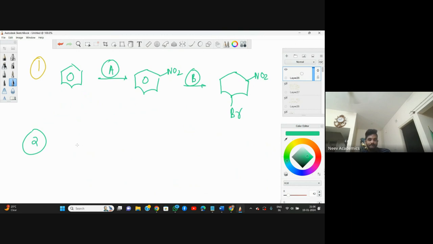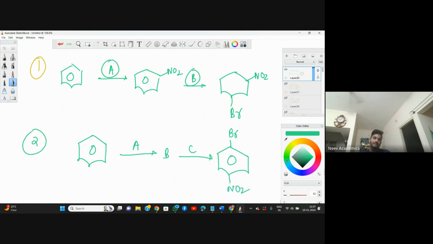Second one: A will give B, then C, and the final product I'm going to reveal. The final product is bromine with the NO2 over here. This also you can try.